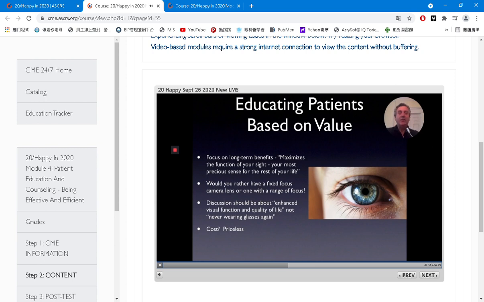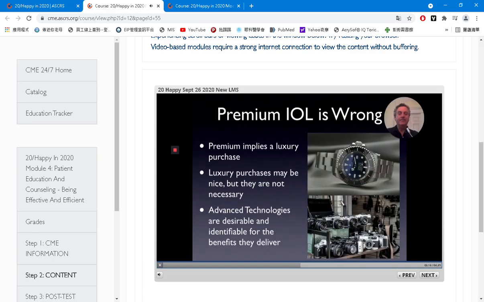If you're going to buy a camera, would you rather have a camera that had a fixed focus or a camera that had a variable focus? And your discussion should really be about enhanced visual function and enhanced quality of life, not never wearing glasses again. Things that can enhance your quality of life and overall function really are priceless.